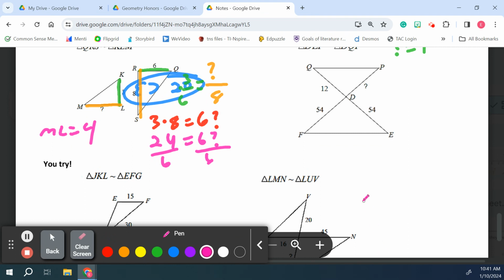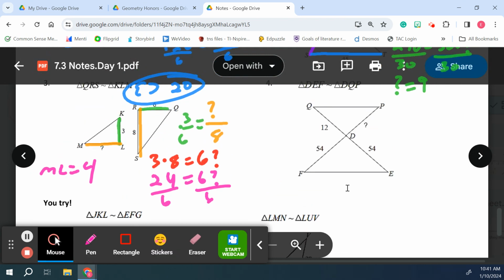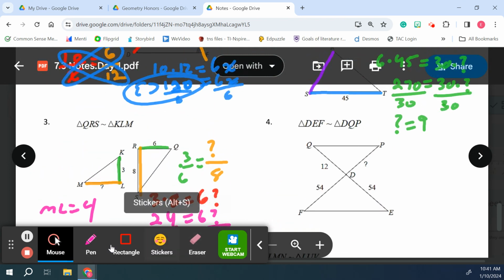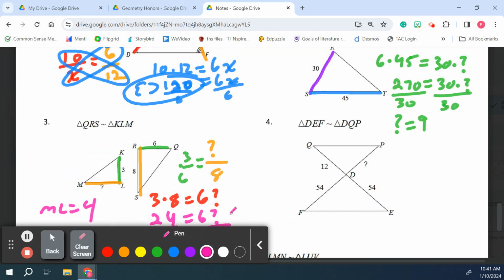All right, let's take a look at this next one. Again, I'm glad that they named this for us, so we've got to be careful with what we're identifying as what. So if I look at PD, I have D and P right here, that means that it's DF. So this is going to be question mark over 54. And because I started with this top triangle, I'm going to continue on with that top triangle. So it's going to be 12 over 54.